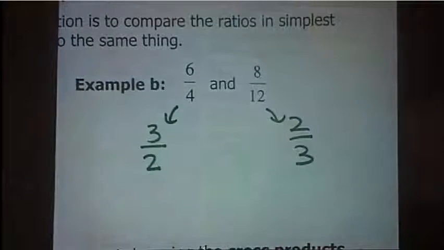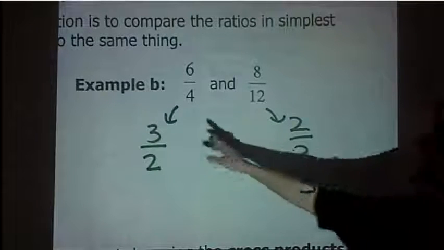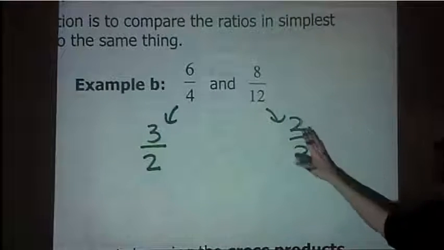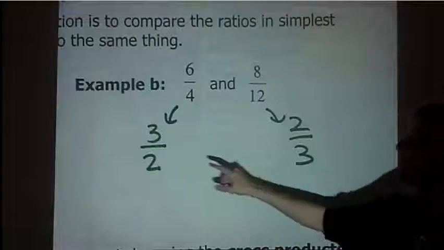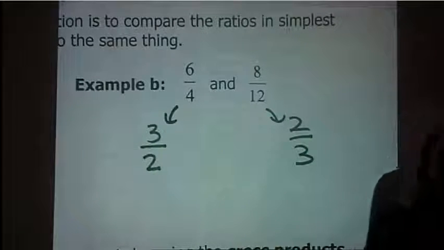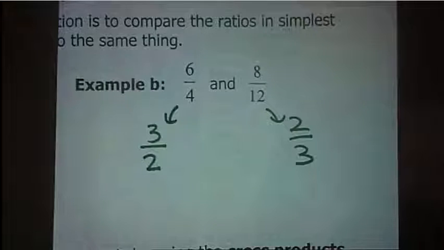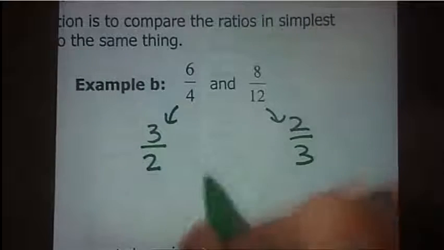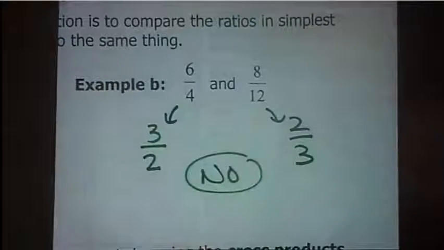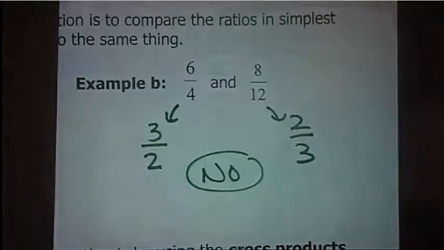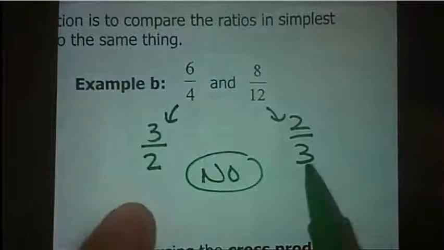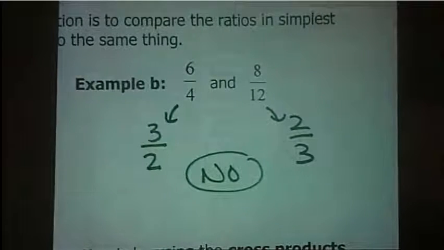And some people might look at this and think, well, they're the same. This one has a 3 and a 2, and this one has a 3 and a 2. They're not equivalent. 3/2 is the reciprocal of 2/3. So these are not the same. They have to have both the same numerators and the same denominators. So this relationship is not proportional. I can't say that 6/4 and 8/12 are equivalent or proportional or are equal, because they do not simplify to the same exact thing.